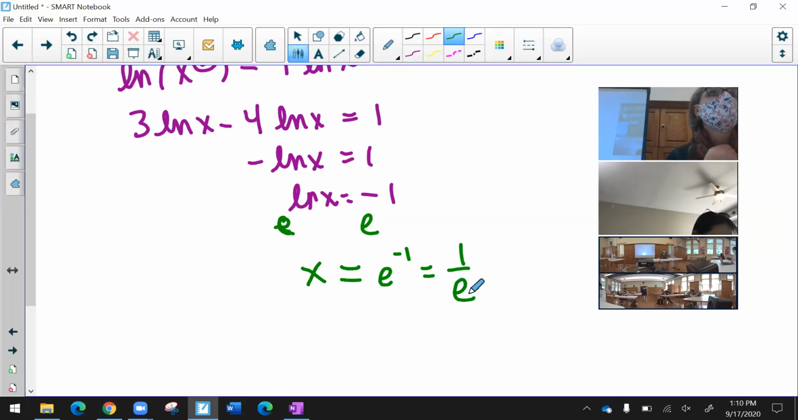Could I just keep it like e to the negative 1, or should I? I don't care. When it's easy, I don't care. I can do that in my head. You can leave it like that, no problem.